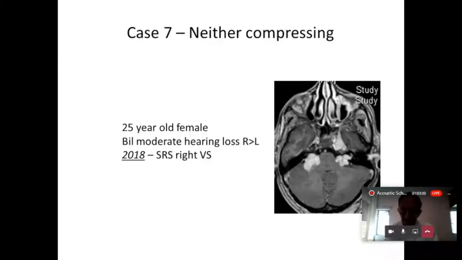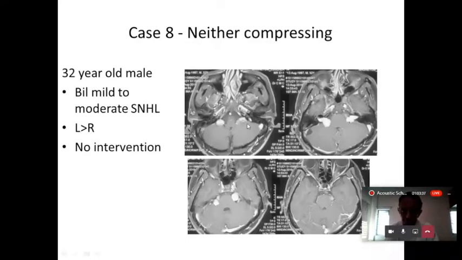Finally, another patient in whom we have bilateral small tumors with only mild to moderate sensorineural hearing loss. Left is slightly more involved as far as hearing is concerned, but you see that the right-sided tumor is slightly larger. We decided not to do anything for this patient. This patient also has other tumors there, and we are following up this patient.